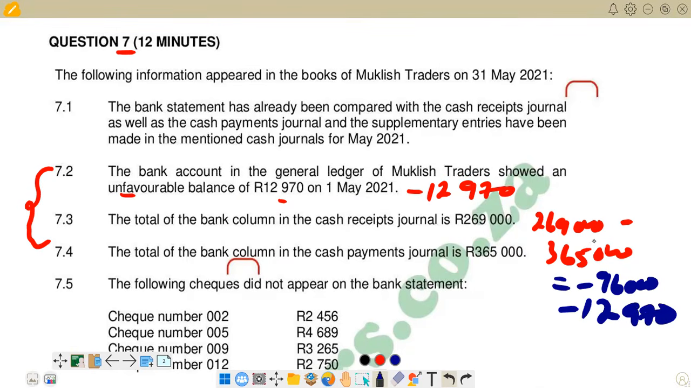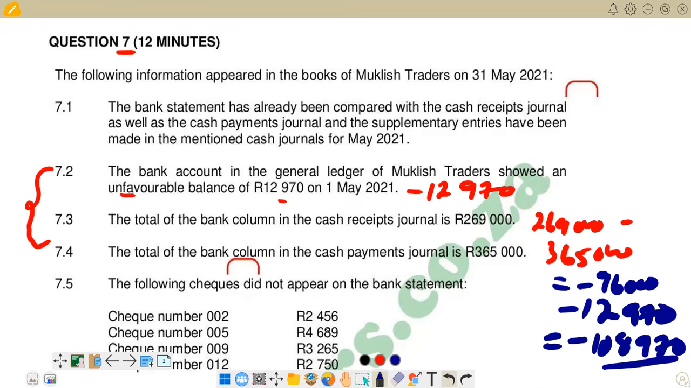If it was a positive, we are just going to add to that figure that we have, but we have a negative figure there, so then we subtract. So if you say minus 96,000 minus 12,970, you are going to get a negative 108,970. So this is the balance that we are going to compare with after preparing the bank reconciliation. It should be the same with this balance to see that we have prepared our bank reconciliation correctly.